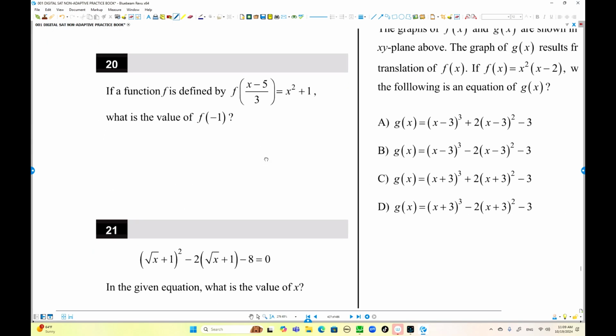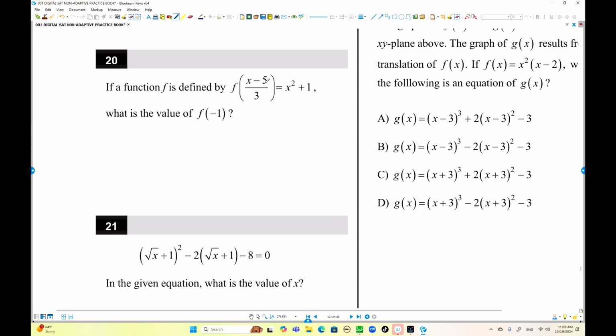Here's number 20. This is the input, x minus 5 over 3, that is the input. This input is negative 1. In this case, what is the value of f of negative 1? So x minus 5 over 3, that is the input, now equals negative 1. That's going to be negative 1. So x equals what? 3, isn't it? Oops, I'm sorry. Okay, x minus 5 equals negative 3, plus 5, x equals 2.